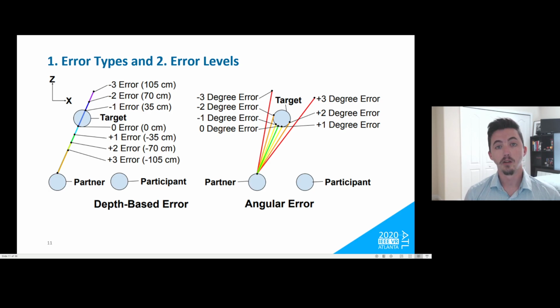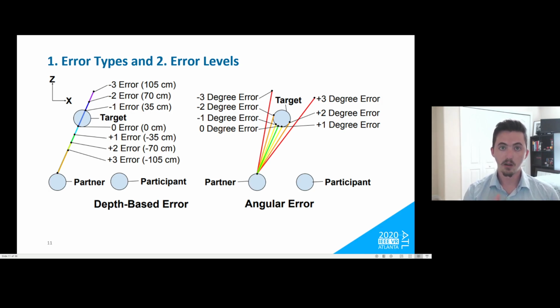Similarly, for angular errors, these are on the horizontal axis instead of depth, but they still do have a depth component to them. At 0 degrees of error, that gaze visualization is going to fall right on the target and be centered. At plus or minus 1 degree of error, that gaze visualization will be rotated 1 degree to the left or the right, but it will still fall on the target. It will just be off-centered. At -2 degrees or plus 2 degrees, it will be right on the edge of the target.